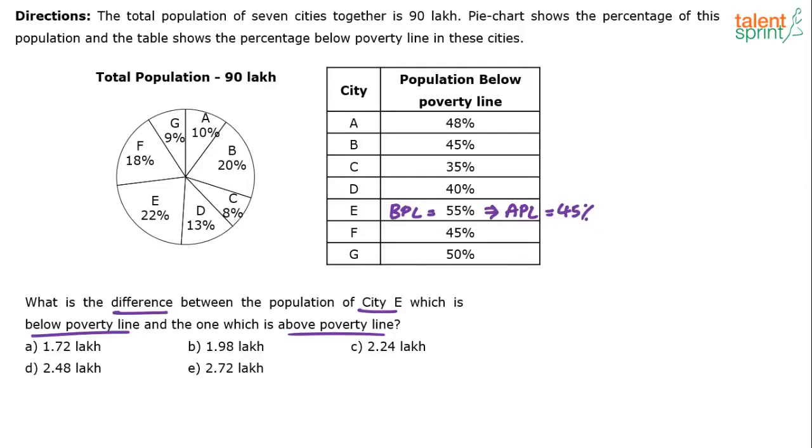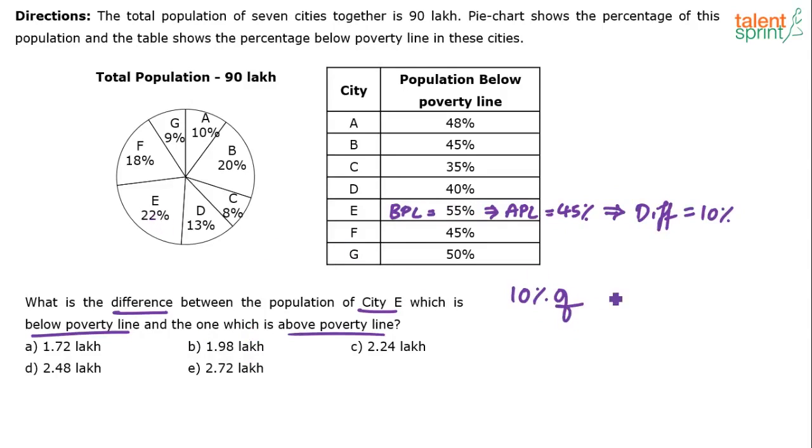Yes or no? You don't have to write this on paper. Only for the sake of clear explanation, I'm putting it up, right? If BPL is 55%, above poverty line is 45%. So what is the difference? 55 minus 45, 10%. That's it. You have to calculate 10%. 10% of what? E's population. Below poverty line is 55, so obviously above poverty line is 45. The difference of these two is 10%. So your answer should be 10% of E's population.